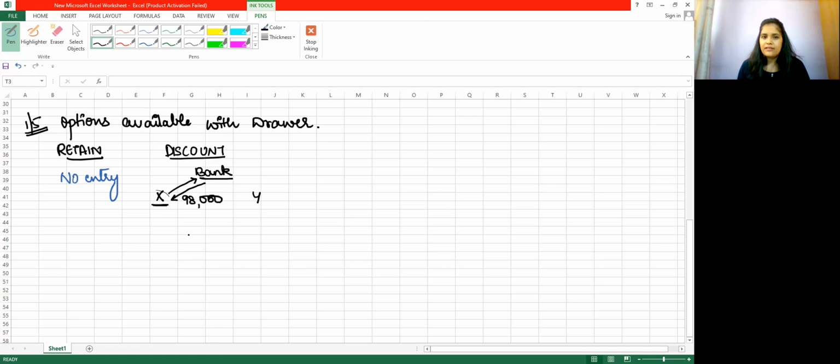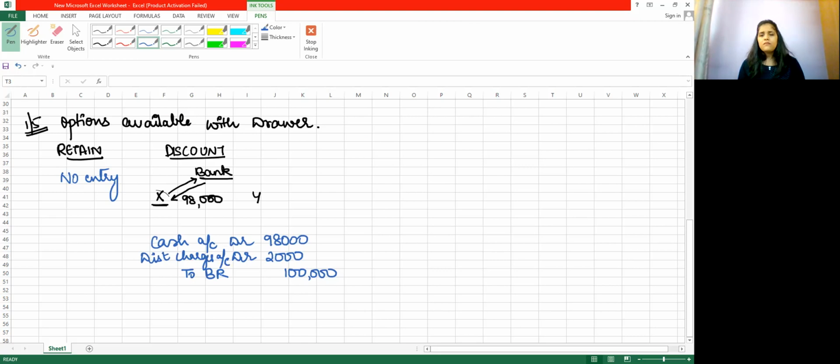So what Mr. X does is, he gives the bill. So for Mr. X, can I say bill is going out? So therefore, bill will be credited with rupees 1 lakh. Towards this, what is coming in? Cash. Cash is an asset. Asset increase debit. So therefore, cash account will be debited with rupees only 98,000. And this 2,000 is called as discounting charges. Again, it is an expense for us. So therefore, we debit it.